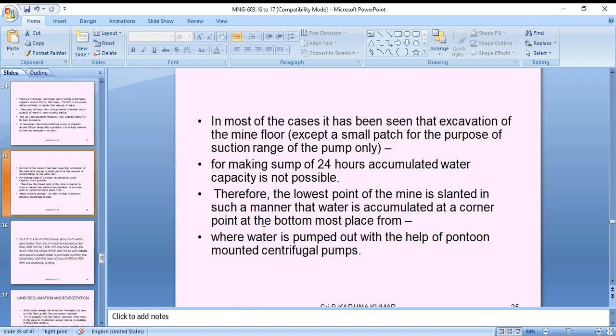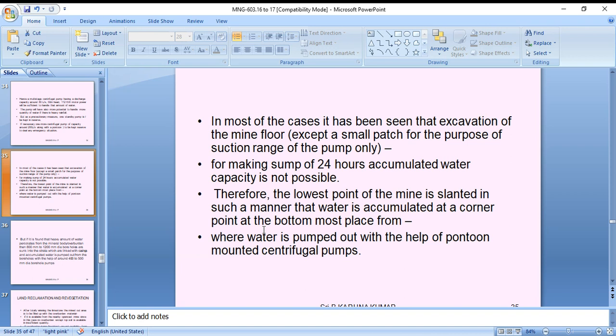So in most cases, it has been seen that excavation of the mine floor, except a small patch for the suction range of the pump only, for making a sump of 24 hours accumulated water capacity is not possible. Therefore, the lowest point of the mine is slanted in such a manner that water is accumulated at the corner point at the bottom-most place, from where water is pumped out with the help of pontoon mounted centrifugal pumps.